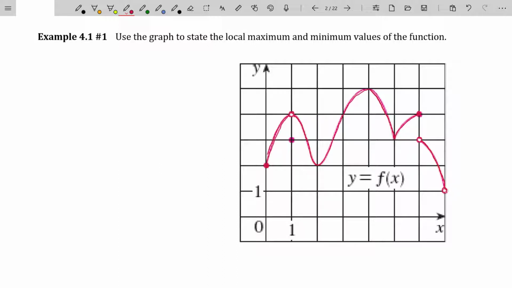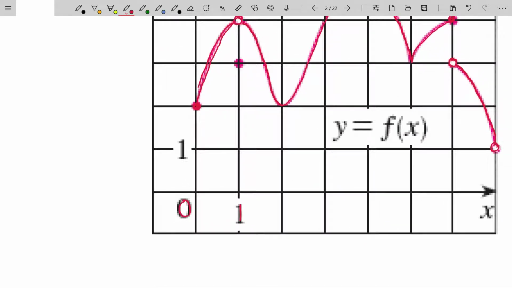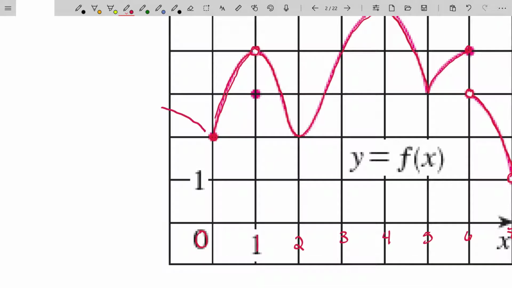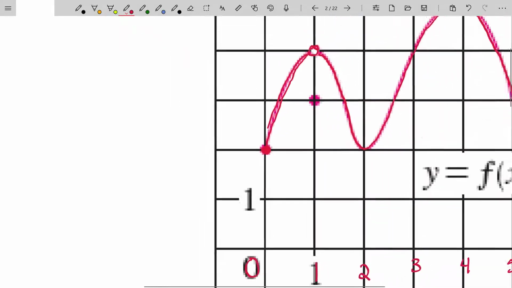Now remember, a local maximum or a local minimum requires a neighborhood about our point. So do not think, let's see what our x values are. These x values are 0, 1, 2, 3, 4, 5, 6, and 7. Don't think that at x equals 0, we have a local minimum. It is not a local minimum because it's an edge point of our interval. If you're standing right here and you look to the left, you do not have a function you're looking at. So this cannot be a candidate for a local max or a local min. That is out of the question.